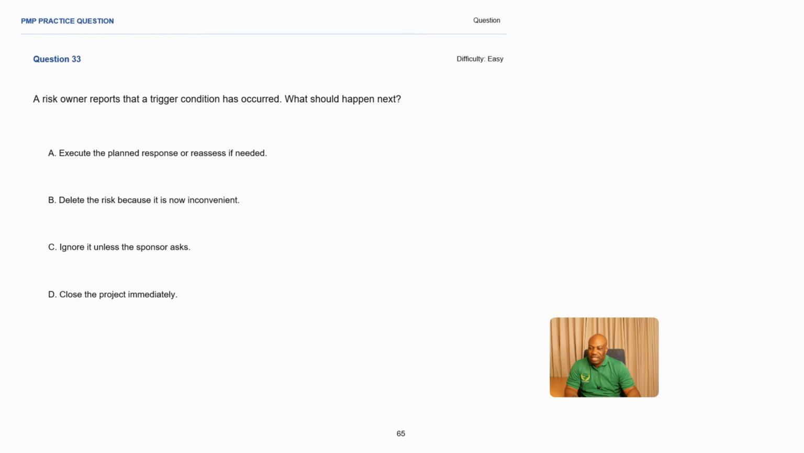Practice question number 33. A risk owner reports that a trigger condition has occurred. What should happen next? This is very important. So a risk owner is saying there's a trigger for a risk that has happened. What should happen? So the problem statement is there's a risk owner who is reporting that a trigger condition has occurred. So let us go through the answers now. A, execute the planned response or reassess if needed. Okay, makes sense. The risk has been triggered.